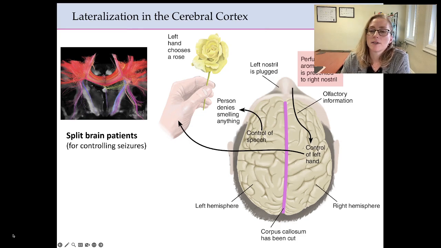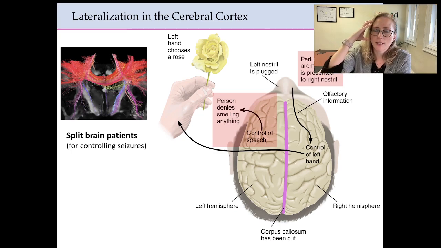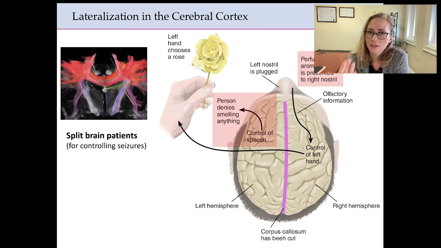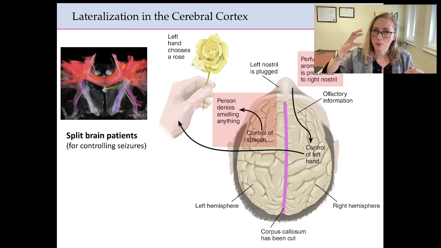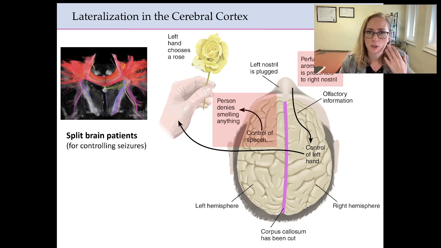Now, because it can't move over, the corpus callosum was severed, so the right hemisphere can't go and tell the left brain what happened. And in the left brain is where we have our language centers, so the person would end up denying that they smelled anything at all. They weren't aware of the fact that they smelled anything because the left language brain couldn't receive any information from the right brain that actually smelled the rose.